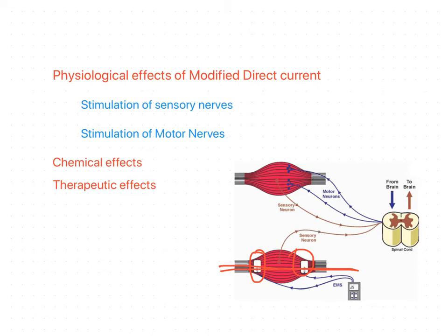Okay, now we'll see the physiological effects. One is the stimulation of the sensory nerve. That means when an interrupted direct current is applied to the body, stimulation of sensory nerves is going to happen.